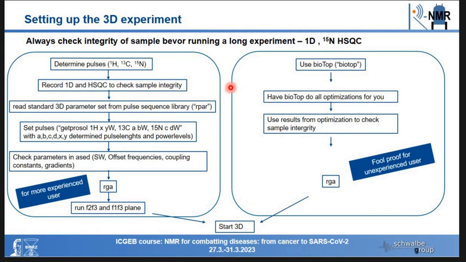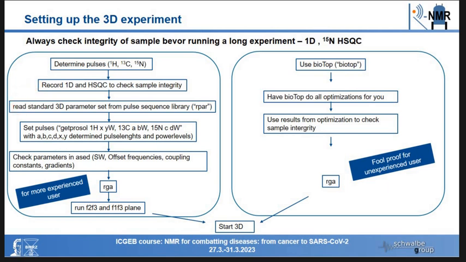So now if you want to really set up the 3D experiment, as I already said, always check the integrity of your sample before running a long experiment. You can have basically two ways how you set up the experiment. The standard way would be you determine the pulses, protons, 15N and carbon pulses. You record a 1D and an HSQC to check the sample integrity.